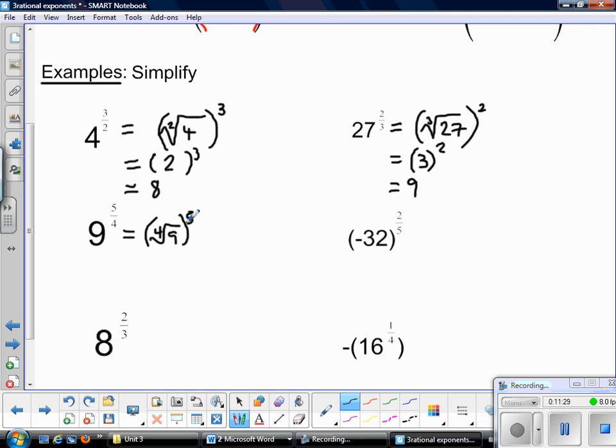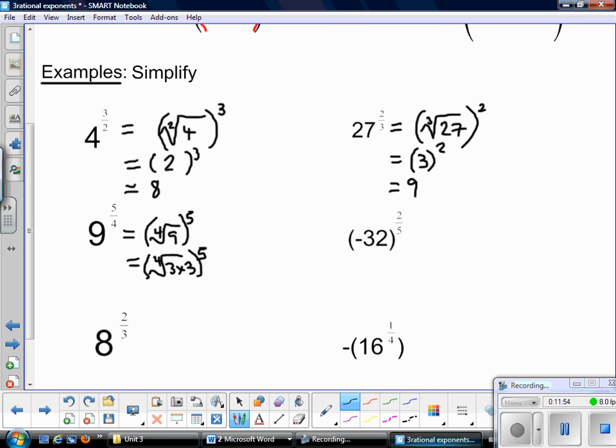Now my problem with the fourth root of 9 is it's not a perfect fourth root because the only way that I can write a 9 is 3 times 3. It's a perfect square, but not a perfect fourth root. So it doesn't work in that form for that way. That means for this one, I'm going to try and do it the other way.